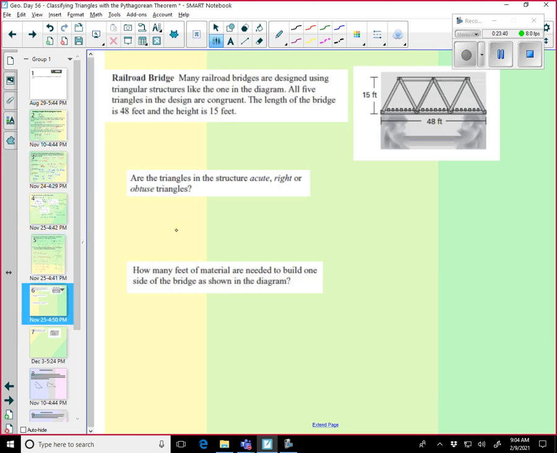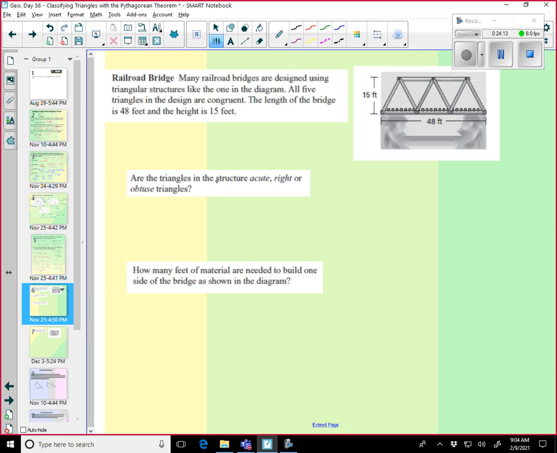We'll see a few word problems based on that. Railroad bridge. Many railroad bridges are designed using triangular structures like the one in the diagram. All 5 triangles in the design are congruent. The length of the bridge is 48 feet and the height is 15 feet. Are the triangles in the structure acute, right, or obtuse triangle?